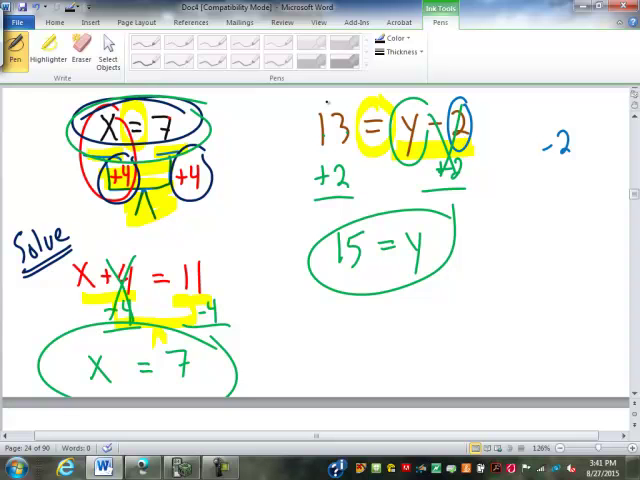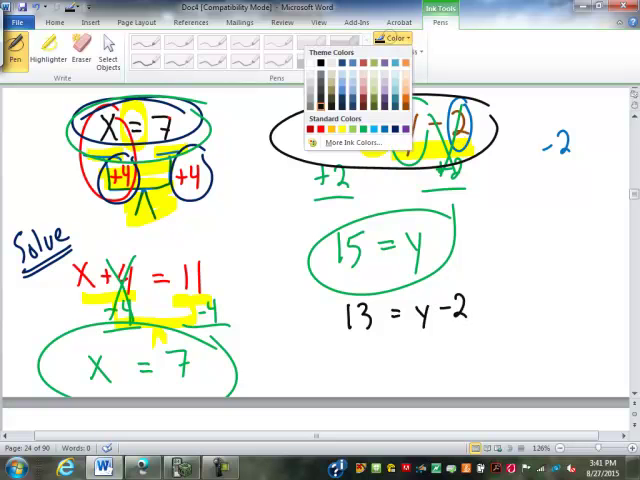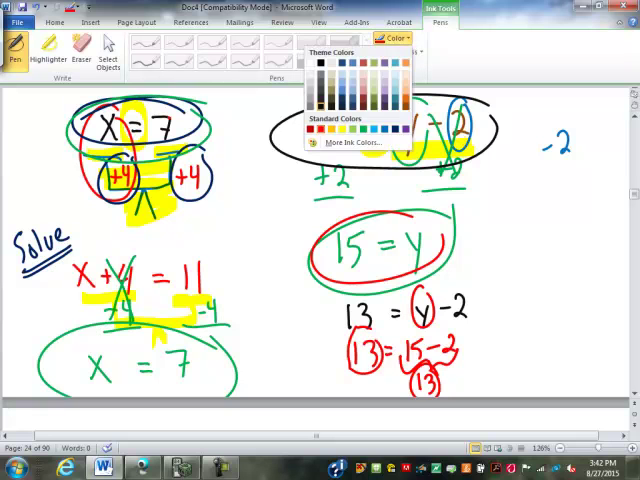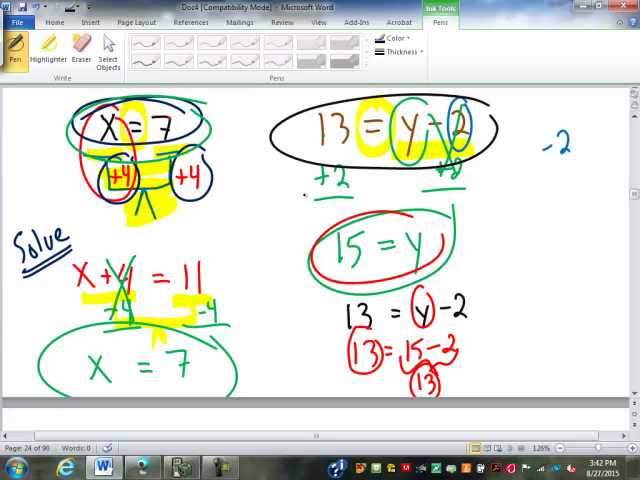So y equals 15. Now, if we get to this point and we're not sure if we did it right, we can always go back to our original equation and put the number in and see if it works. If y equals 15, we should be able to put 15 in here and get a true statement. 15 minus 2 is 13. So we get the same value on both sides. So that's true. So we know 15 is the correct answer, or at least a correct answer.